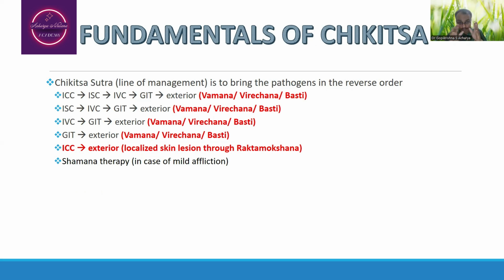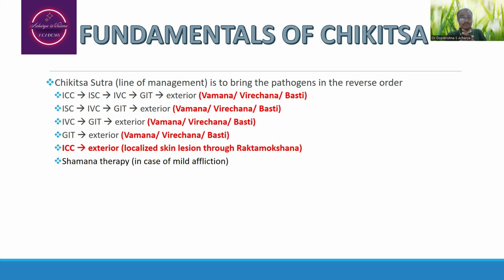Suppose the pathogens are present in the cell, that has to be brought into the interstitial compartment. From there, that has to be brought into the intravascular compartment. From there, that has to be brought into the alimentary canal. Later, that has to be eliminated to the exterior, either by Vamana or emesis, or by Virechana or purgation, or by Basti or medicated enema therapy.